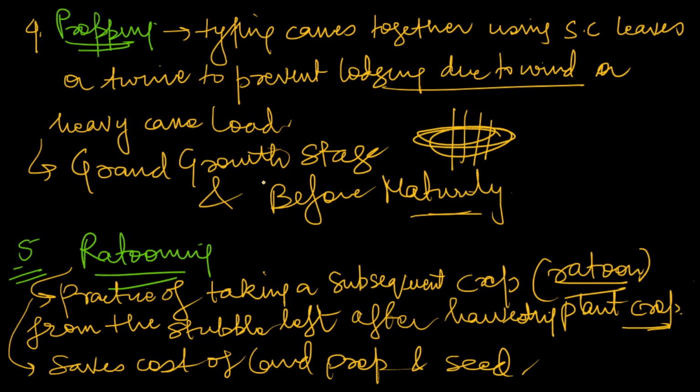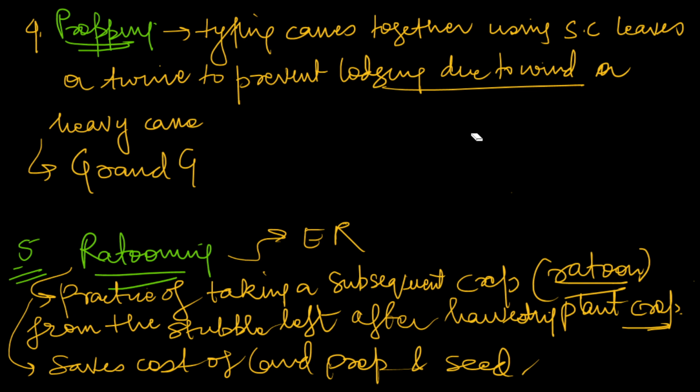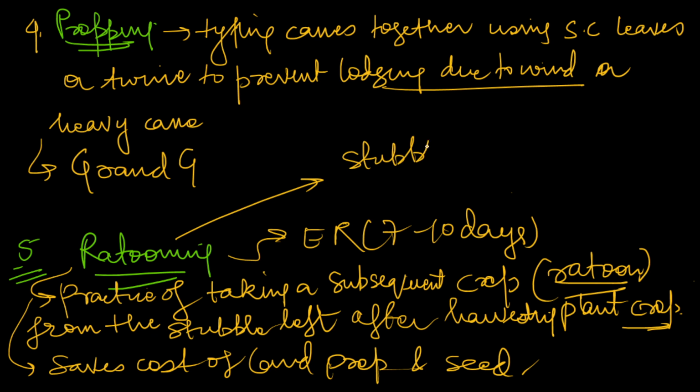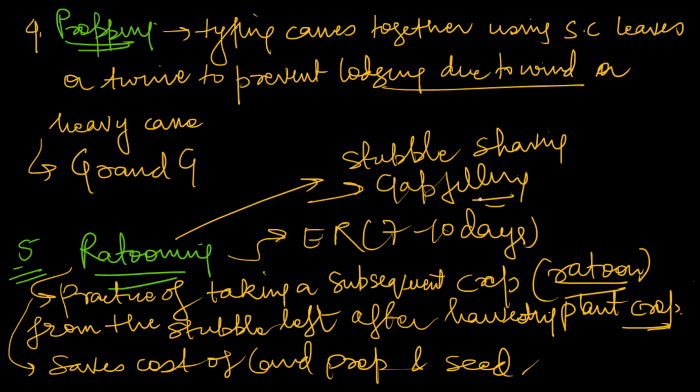Generally, we should prefer early ratooning, that is 7 to 10 days, so that the ratoon which we take out is of the best quality. It also leads to stubble saving, because this ratoon comes from the stubble only, so that can be saved. It also helps in gap filling. The gaps during planting can be filled using ratoon.